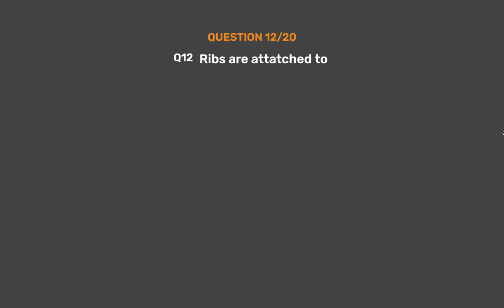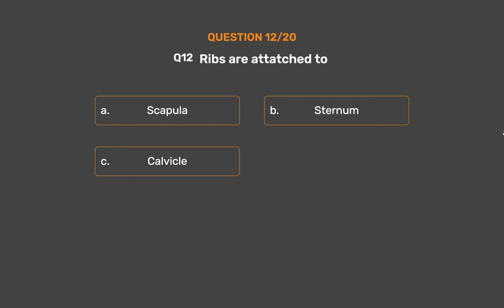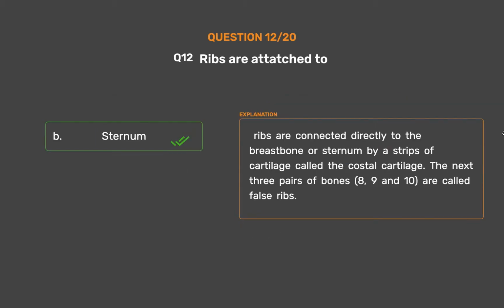Question number 12. Ribs are attached to option A, scapula, option B, sternum, option C, clavicle, option D, ilium. The correct answer is option B, sternum. Ribs are connected directly to the breastbone or sternum by strips of cartilage called the costal cartilage. The next three pairs of bones, 8, 9 and 10, are called false ribs.